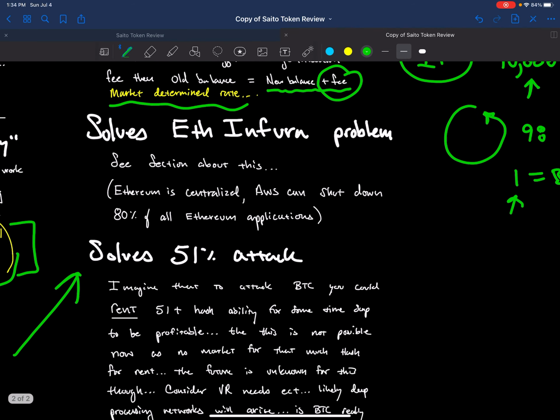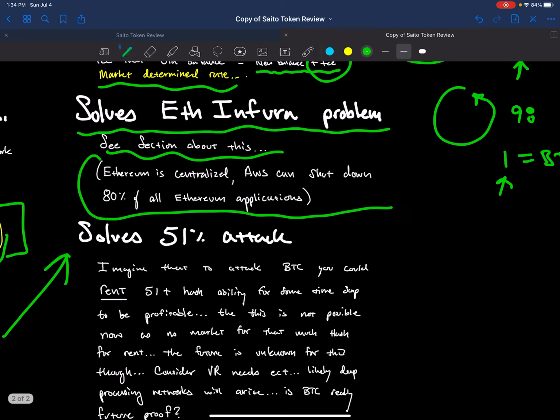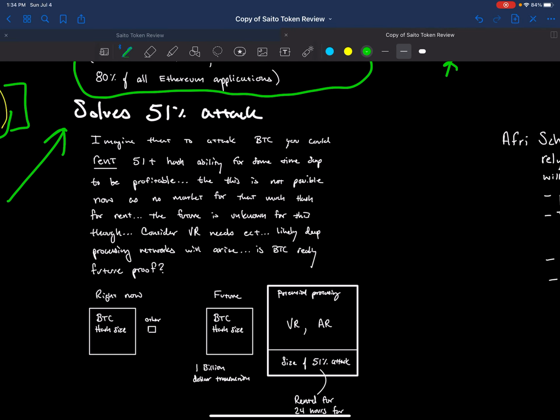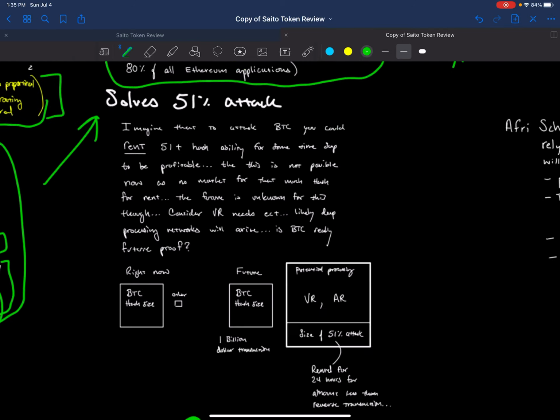So what this does is this solves Ethereum's Infura problem, and a lot of blockchains have this problem. And we'll go over a section in a minute about what that is. But basically, Ethereum is centralized. It's controlled by Joe Lubin's company, Infura. And it also solves the 51% attack. We're going to go over Infura in a minute, but let me go over the 51% attack.